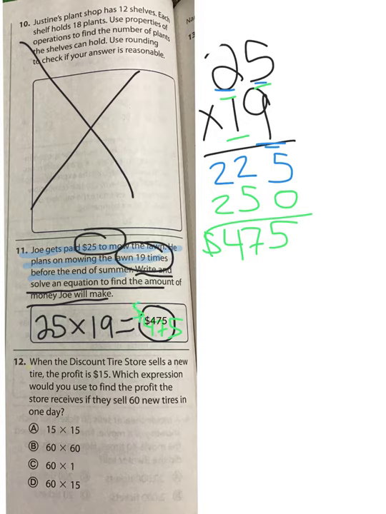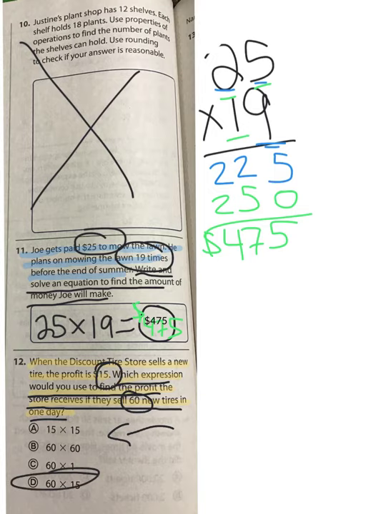Number 12. When the discount tire store sells a new tire, the profit is $15. Which expression would you use to find the profit the store receives if they sell 60 new tires in one day? So we're going to look down here at our answers, and we're going to find out we don't even need to solve it because an expression is just 2 factors being multiplied without an answer. So we want to find out which expression would you use to find the profit the store receives if they sell 60 new tires in one day? We need to multiply 60 times 15. So our answer would be D.